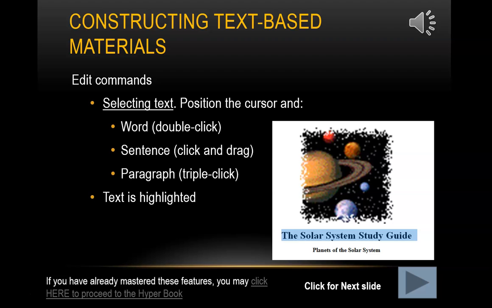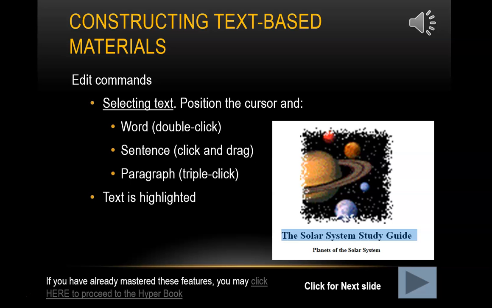So in the example that you see here, I have placed my cursor over any of the words in "Solar System Study Guide," and I have triple clicked to highlight the entire line of text. Now, if I ask you a simple question, this will give you an idea of whether you've really mastered the use of the mouse and the selecting of text. What is the definition of a paragraph?